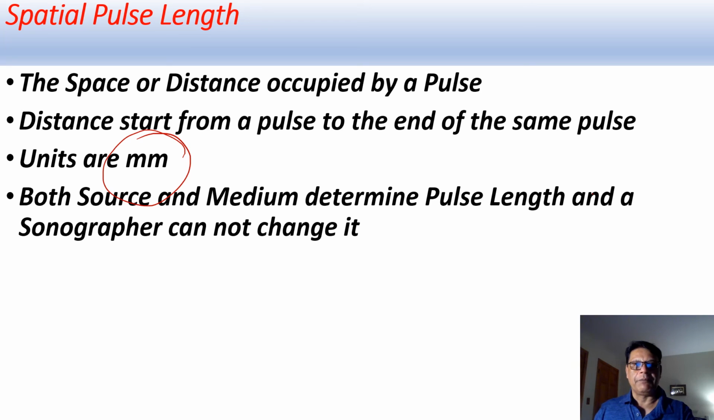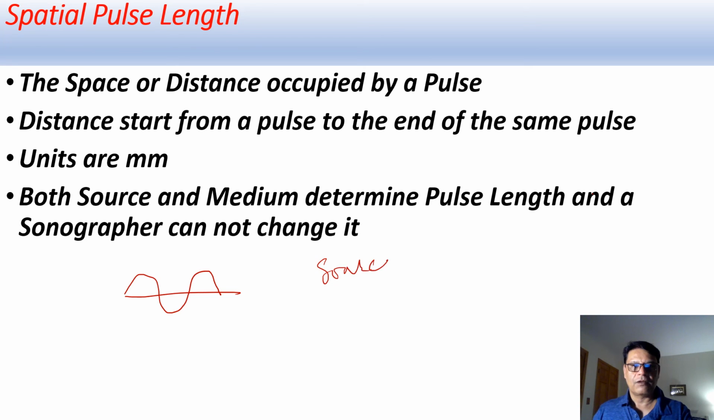So both source and medium determine pulse length, and the sonographer cannot change it. So the medium and the source decide what the spatial pulse length is going to be, and it is like a wavelength. Wavelength is also decided by the source and the medium. And the sonographer can change neither wavelength nor spatial pulse length.